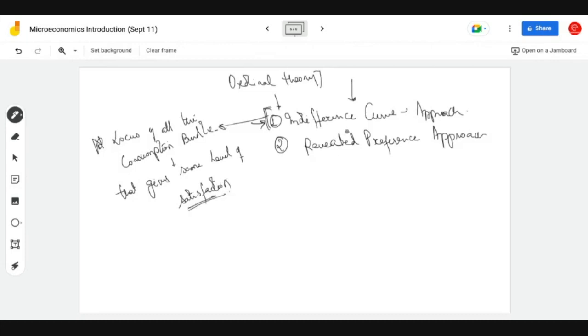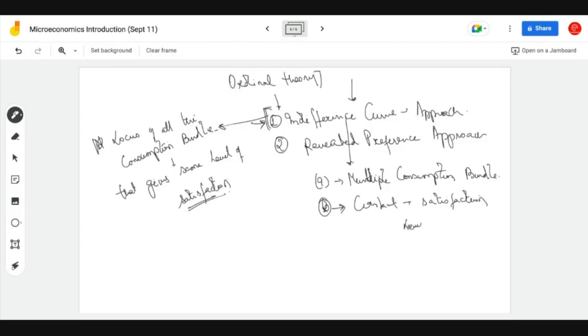Okay. So under this indifference curve approach, there are two different things. We have multiple consumption bundles. Second, the constant part is your satisfaction level. Okay. So by defining these two things, now we need to look again at the properties.